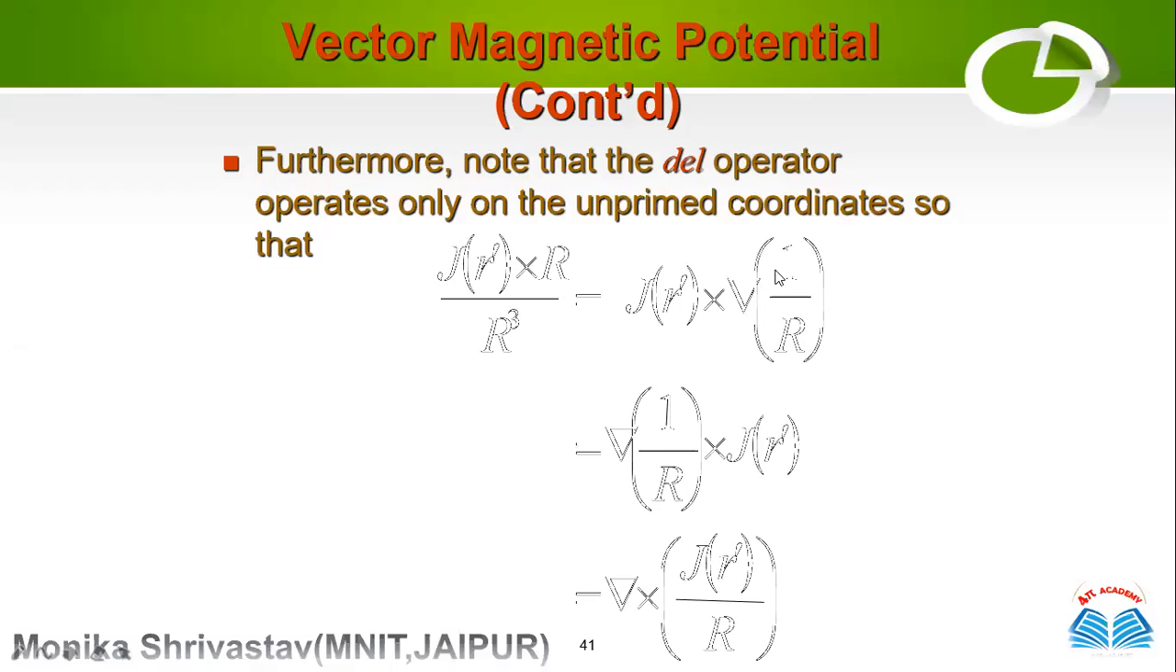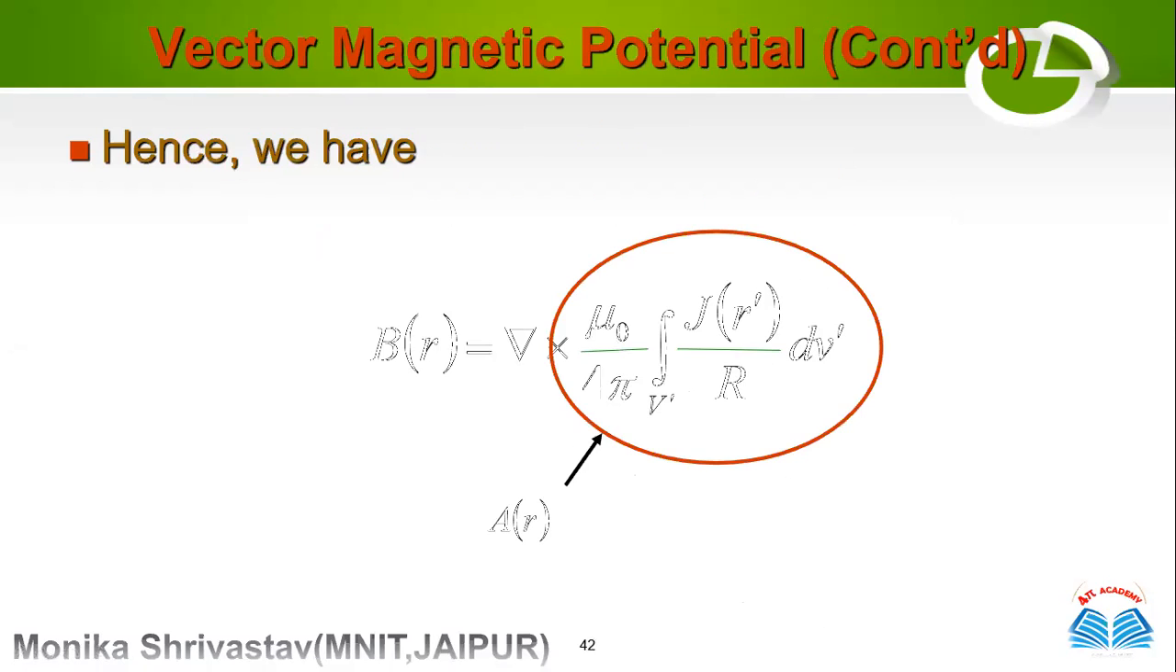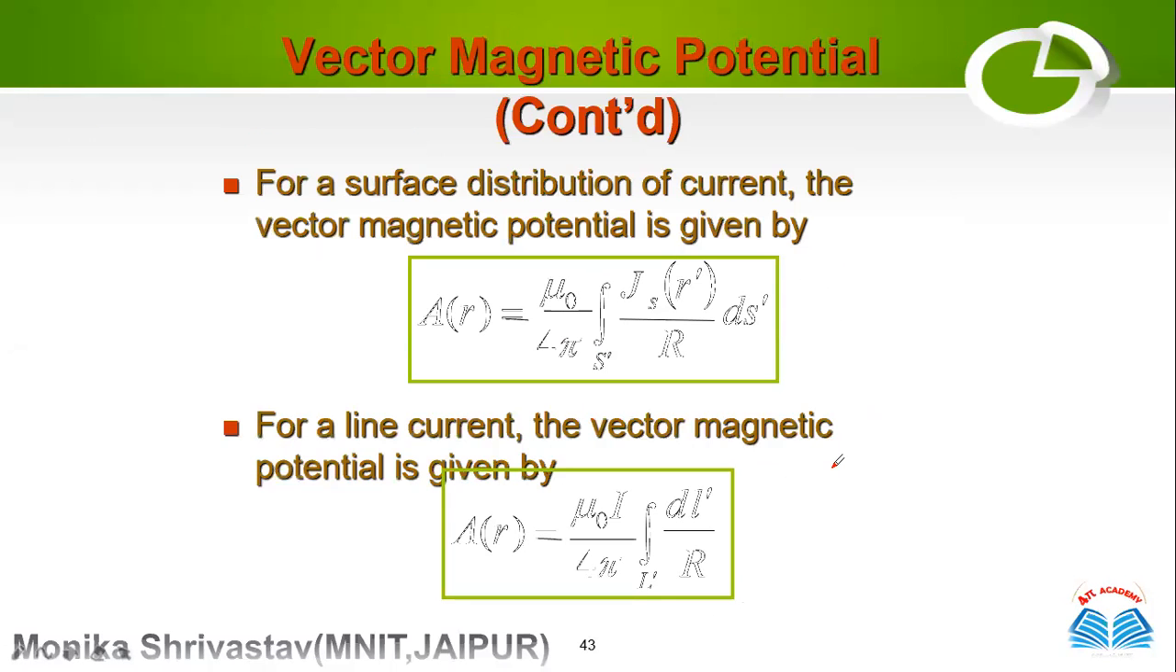Next, we have put, instead of R over R cube, del 1 over R, and the term we are getting is this. Hence, we have B(R) equals del cross mu naught over 4 pi integral J(R') over R dV. Okay, so this is the same.